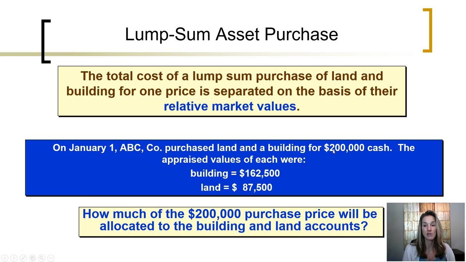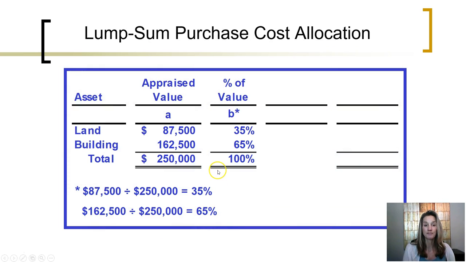They're trying to figure out how much of the $200,000 purchase price should be allocated to building and land, because the purchase price is the amount that needs to be recorded as the cost of the asset. So the simple way to do it is to add up the total appraised value of all assets purchased. When we do that, total appraised value is $250,000. The percentage of the appraised value that is attributable to land is the land's appraised value divided by the total appraised value, or 35%. Buildings is 162.5 of the total 250, or 65%.